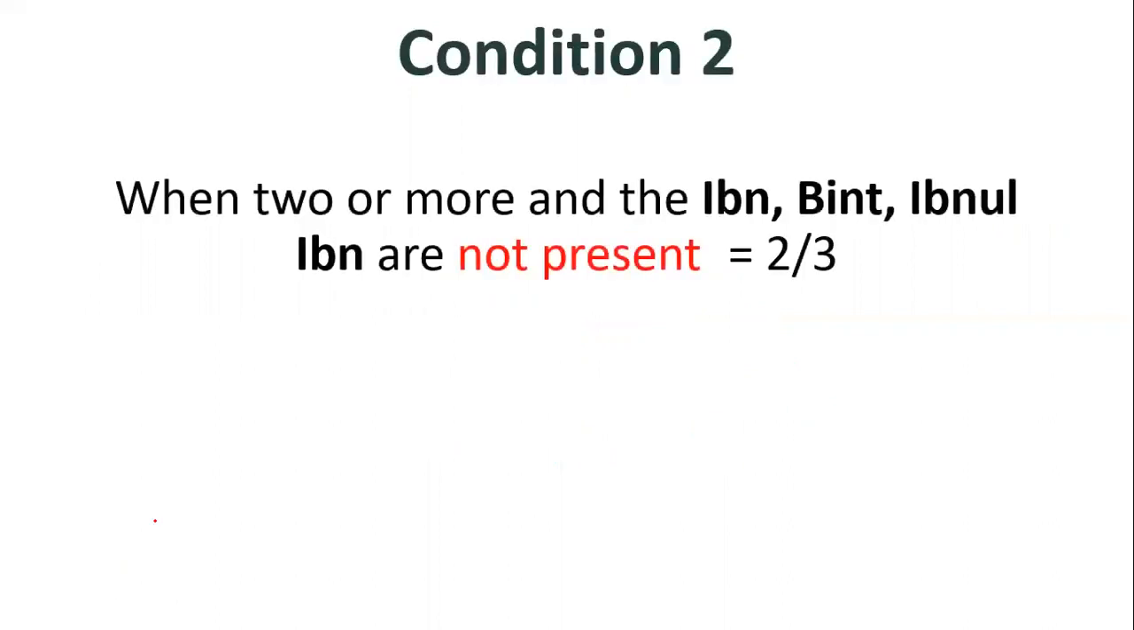Condition number 2, we said, was very similar to condition number 1, the only difference being when 2 or more. When the Bintul Ibns are 2 or more. And again, the Ibn, Bint and Ibn al-Ibn are not present. This time, because they are 2 or more, they will receive 2/3 of the inheritance.